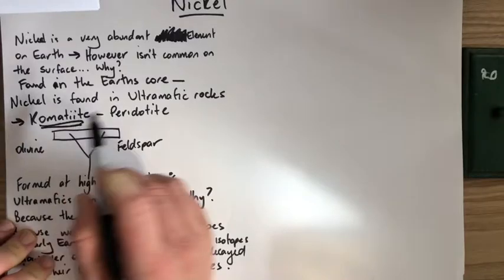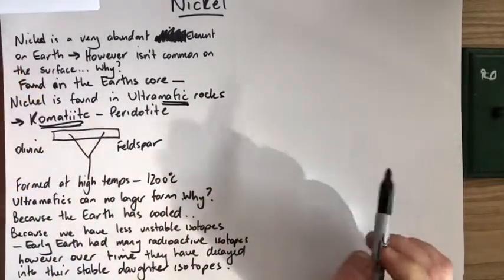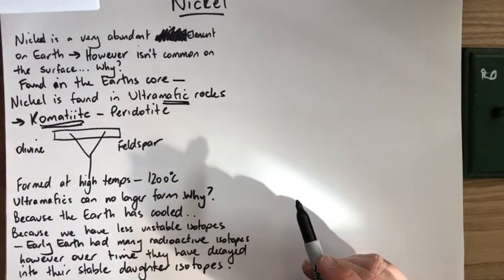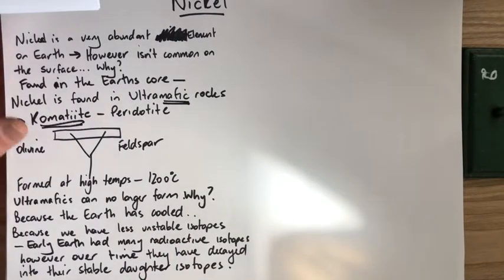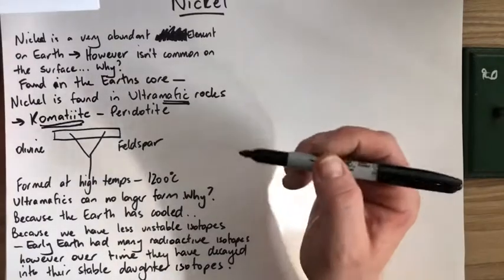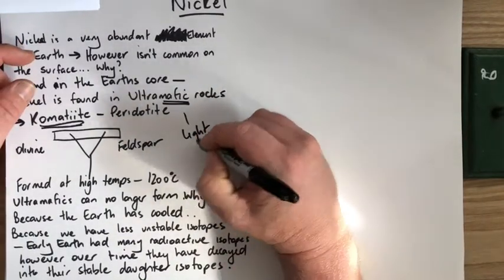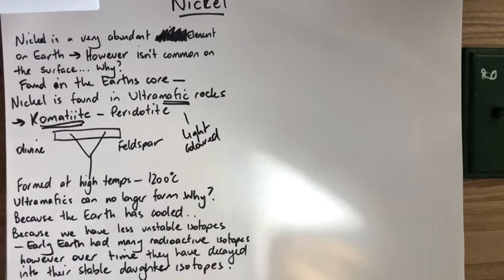One interesting fact about komatiite is that if we think about a rock that's mafic, we might generally think it's going to be really dark, like a basalt or a gabbro. Those mafic rocks are dark. However, ultramafic rocks are very light coloured, and that's due to the lack of pyroxene and amphibole. All right, let's keep going.